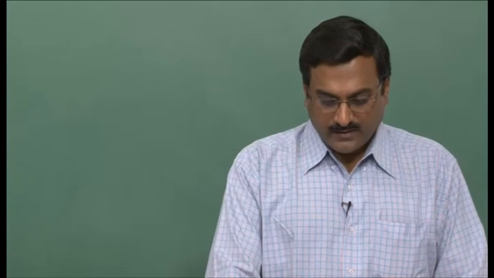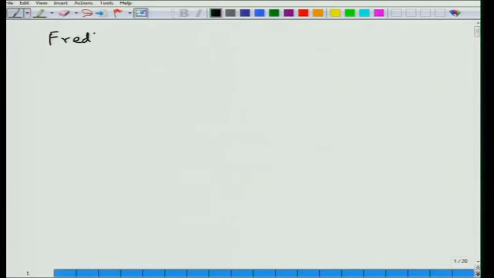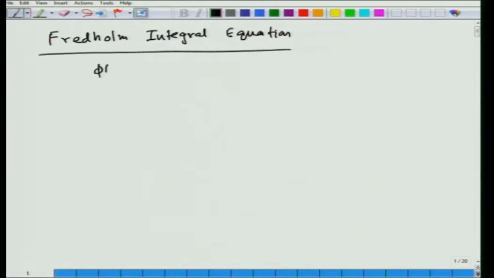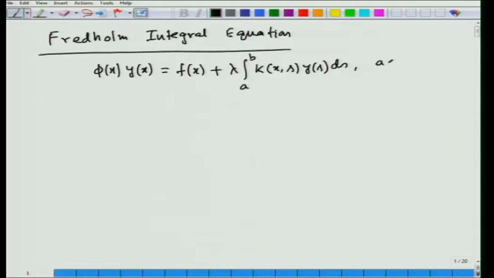You can recall the general form of the Fredholm integral equation is given by phi x y x equal to f x plus lambda integral a to b k of x comma s y s ds, where a less than or equal to x comma s less than or equal to b, and this particular phi x is actually responsible for determining the kind of the integral equation.